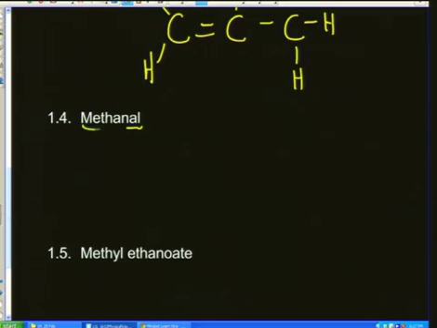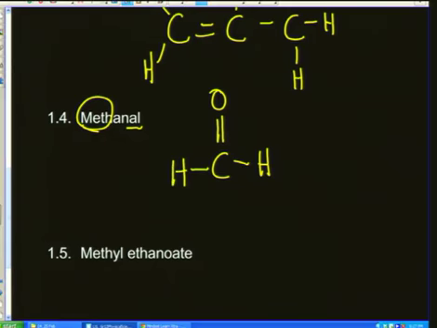Okay. Meth. Meth means 1. Aldehyde means double bond to an oxygen. So there's 1 hydrogen over there, and there'll be 1 hydrogen over there. That's methanal. Nice and easy.